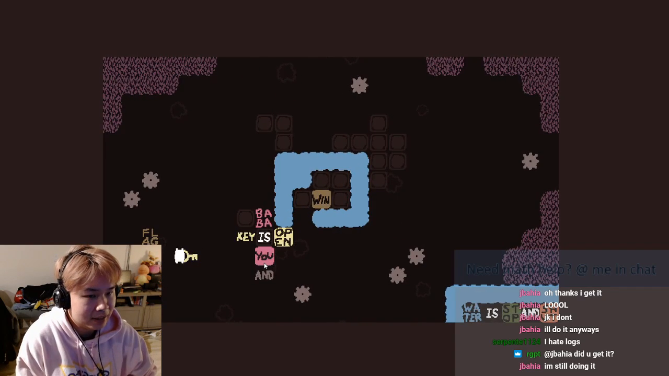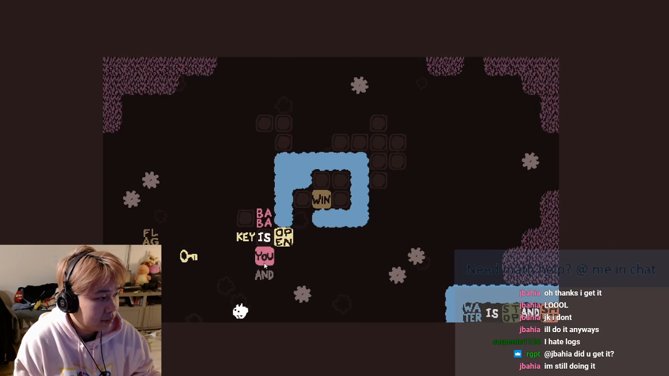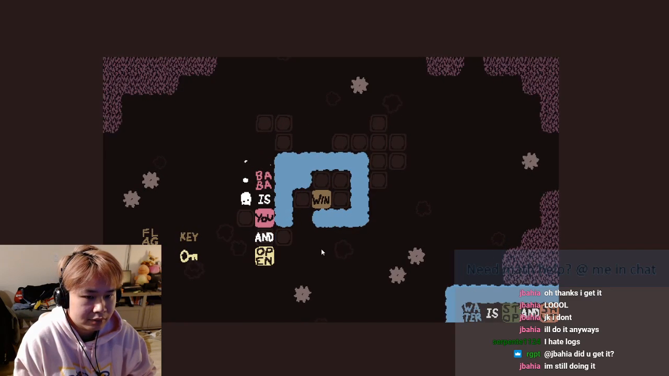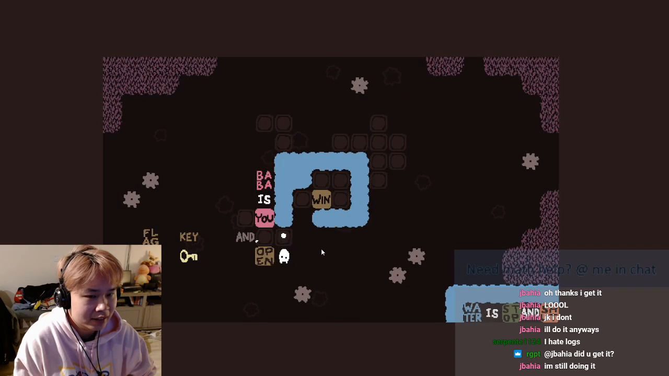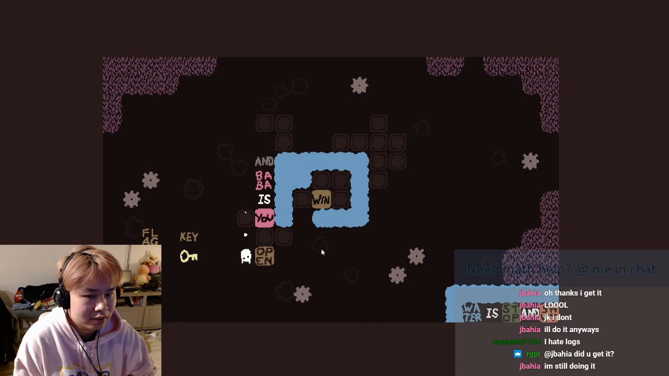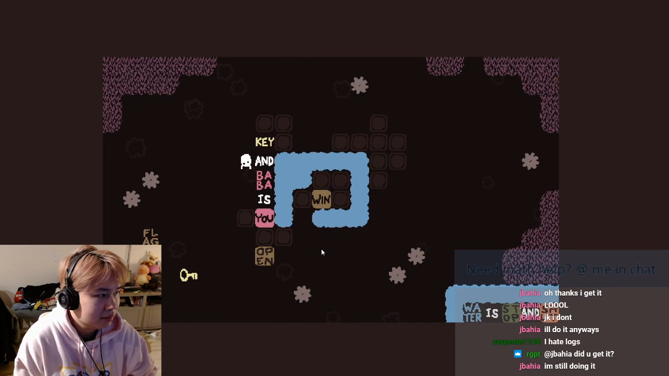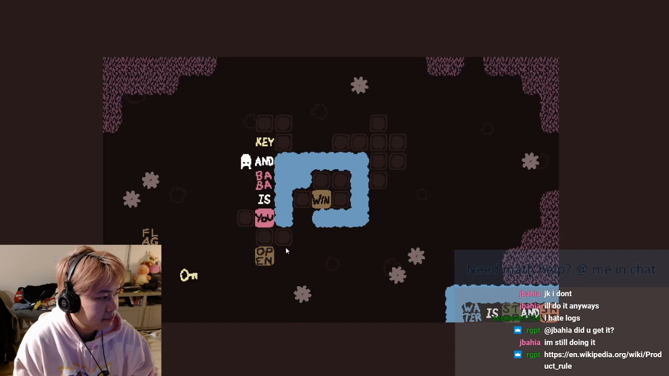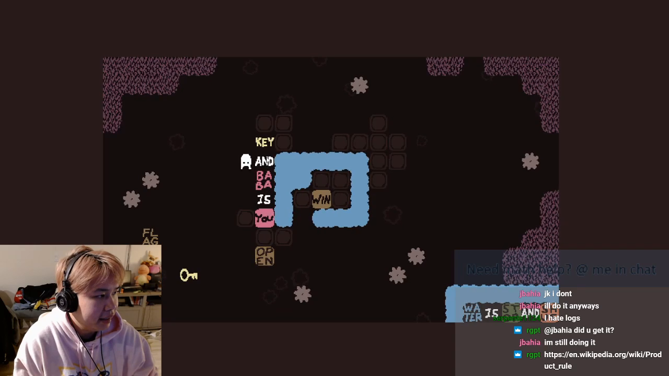So let me see. Let's redo this. The only way I can move this key is if I'm the key then. So I need to make Baba and key is me. So now the key moves. But now neither of us are open, so I can't even open the water.